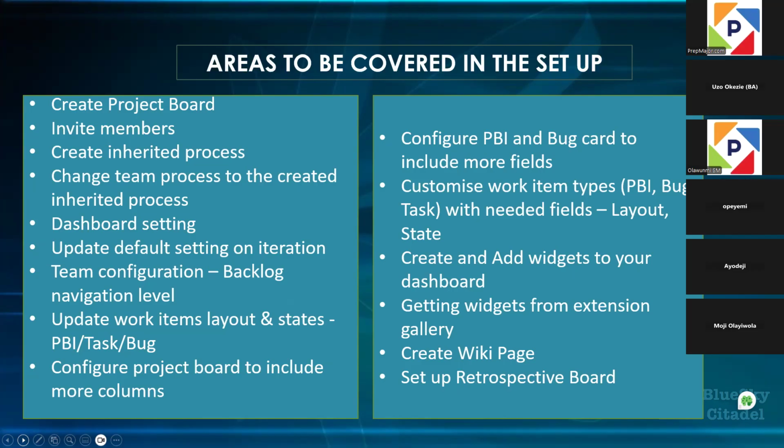We'll set up the dashboard, and we'll update the default settings that we have on that board. We'll do the team configuration, and we'll update work items, layouts, and states. We'll do some configuration and customization to make it work and to suit the team regarding what we need to do. It comes by default, so we just need to change a few things. So those are all the ones that you can see. Configure the project board itself, configure the PBI, customize our work items, create and add widgets to our dashboard, and get widgets from extensions. Where can I get widgets that suit my team and all that?